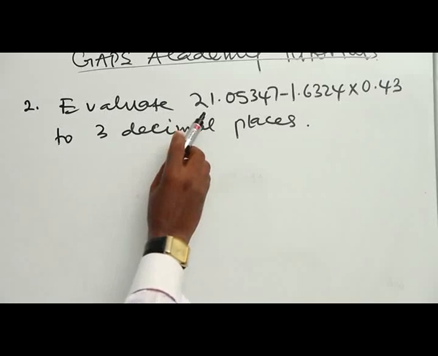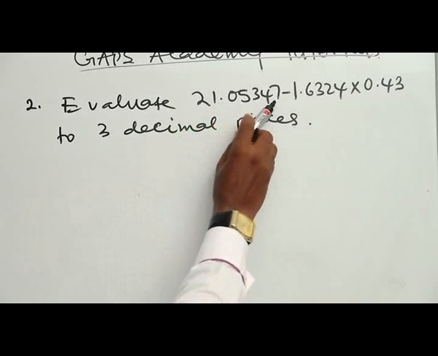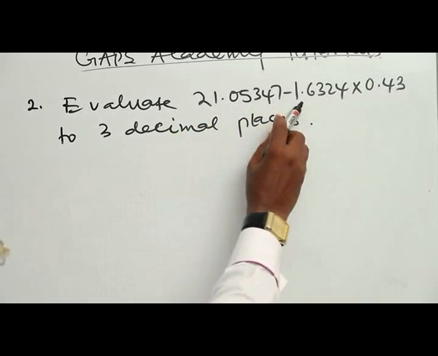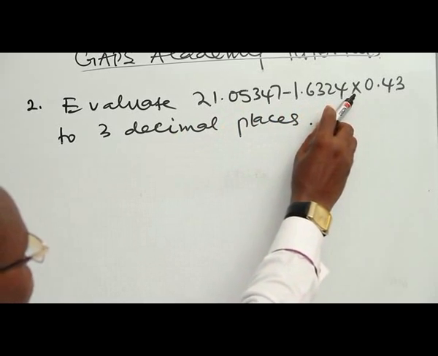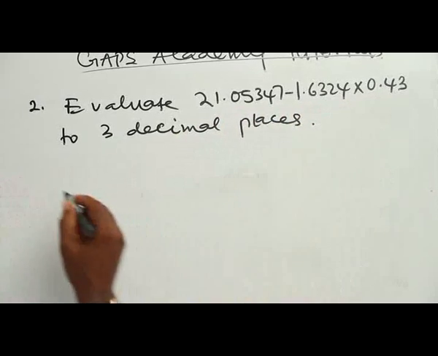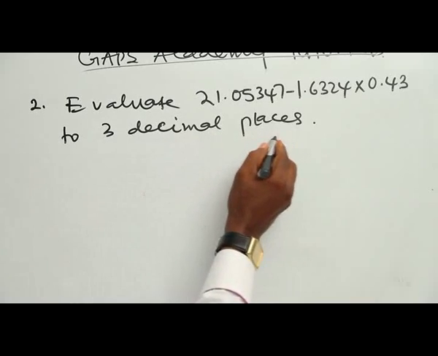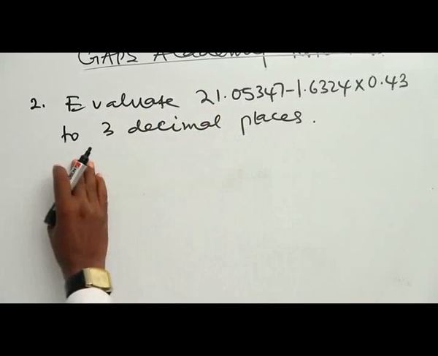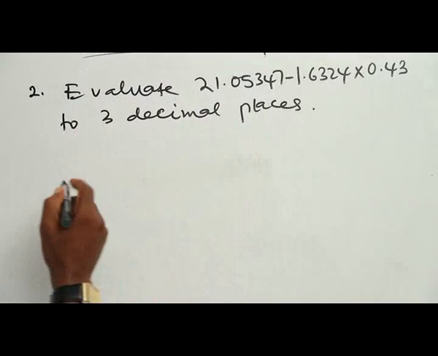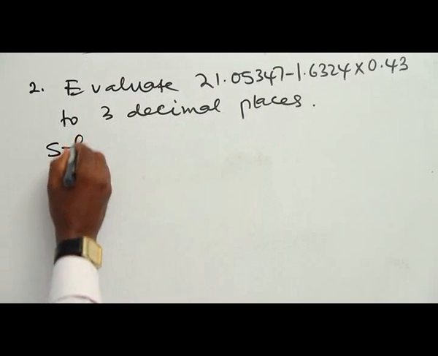Evaluate 21.05347 minus 1.6324 times 0.43 to 3 decimal places. So we'll carry out the evaluation and then we'll correct our final answer to 3 decimal places. Solution.